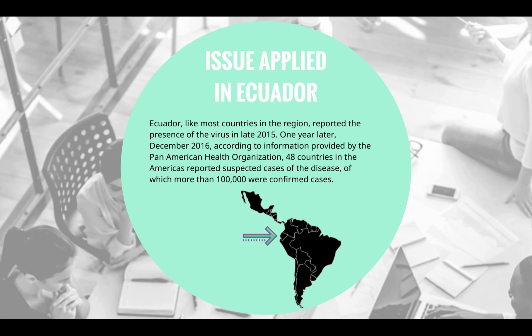Issue applied in Ecuador. Ecuador, like most countries in the region, reported the presence of the virus in late 2015. One year later, December 2016, according to information provided by the Pan American Health Organization, 48 countries in the Americas reported suspect cases of the disease, of which more than 100,000 were confirmed cases. Likewise, 22 countries reported the presence of around 2,500 cases of congenital syndrome associated with the Zika virus.